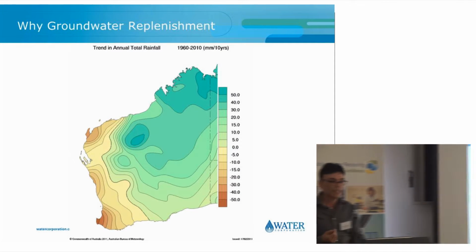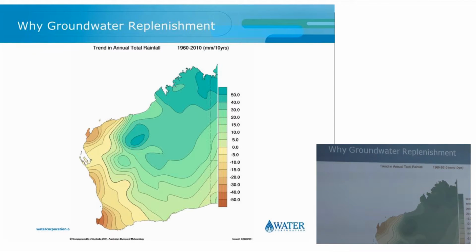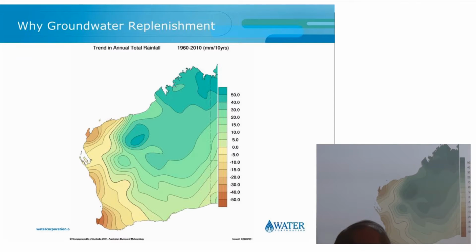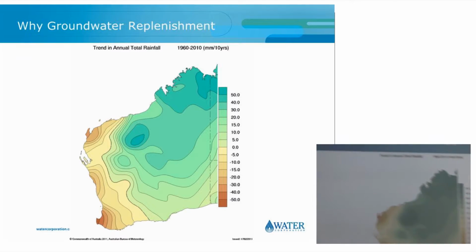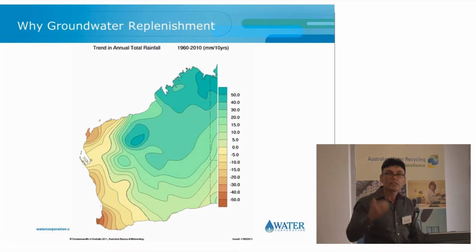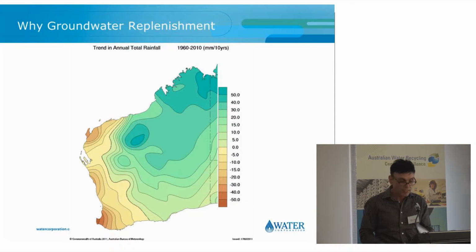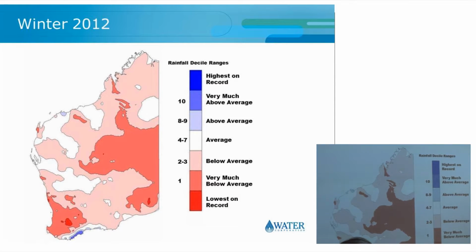Now, why do we want to go down to groundwater replenishment? As Greg showed in his previous slides, Perth has a drying climate. If you look at the map of Western Australia, it shows the average rainfall between 1960 and 2010, and what it's saying is that there's been a reduction in rainfall. And as Greg stated previously, in the southwest corner of Western Australia, the rainfall has decreased by 30 to 40%. This was further accentuated by the winter of 2012, which was the second lowest on record.